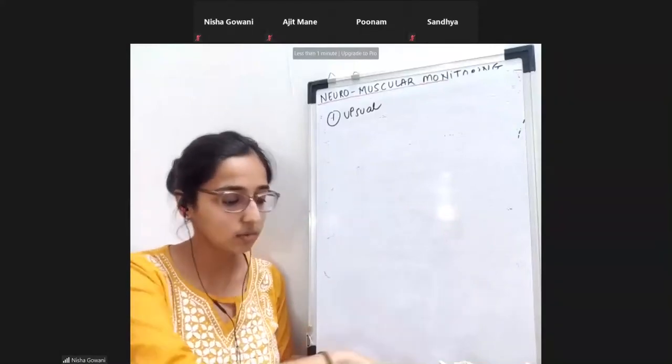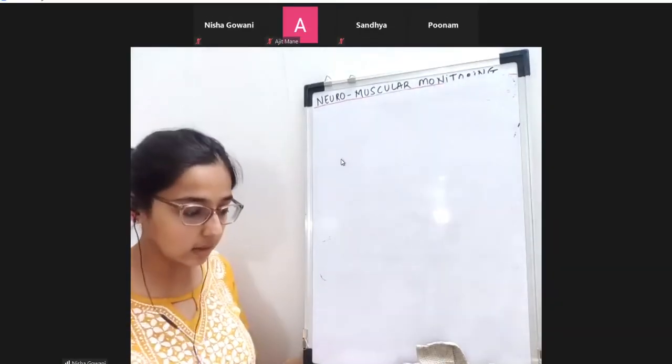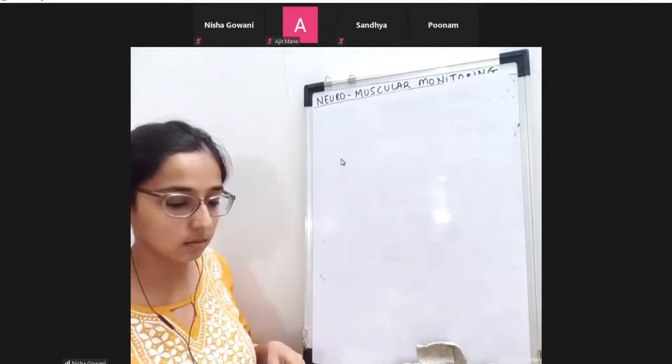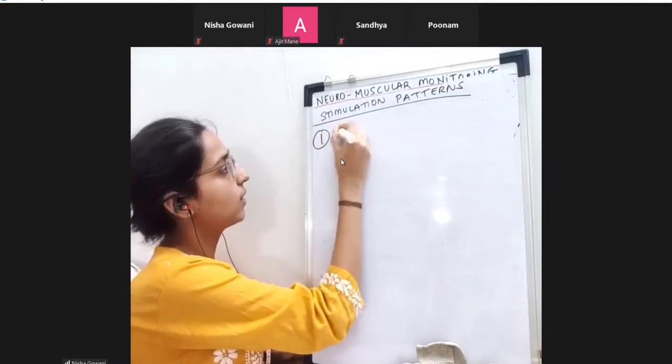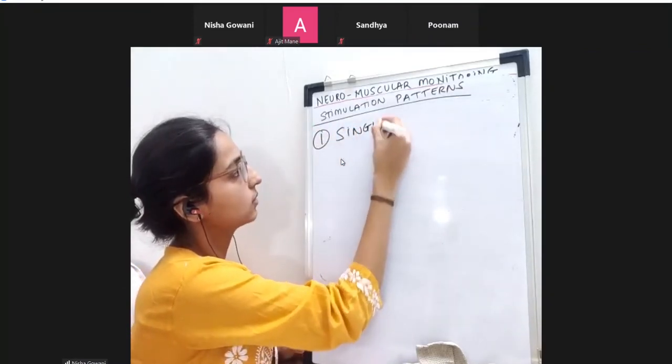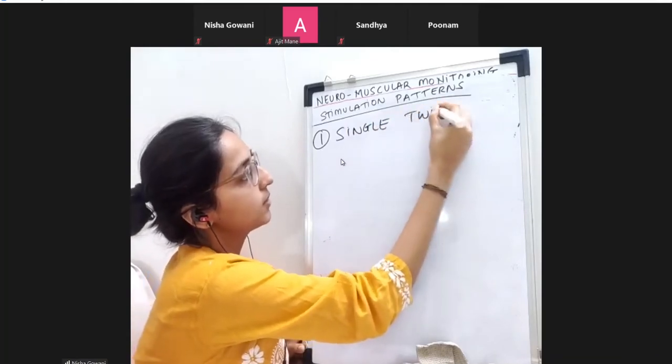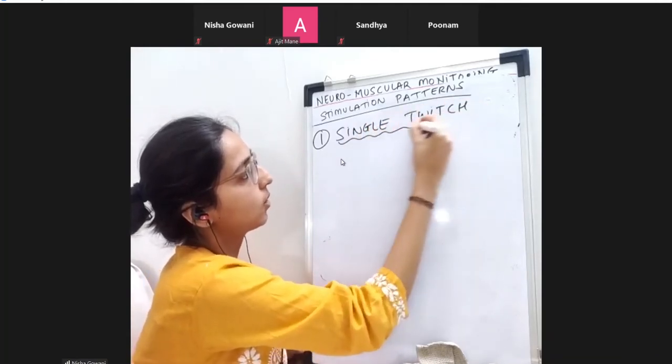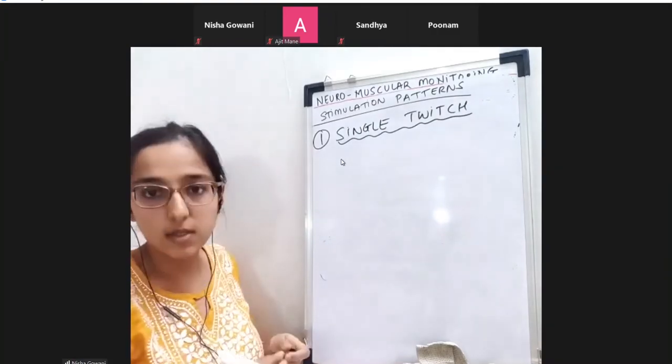Okay. So we'll start with stimulation patterns. The first one that we're going to understand is single twitch, which we already saw on the neuro monitor. That button was a single twitch. What is the meaning of single twitch?